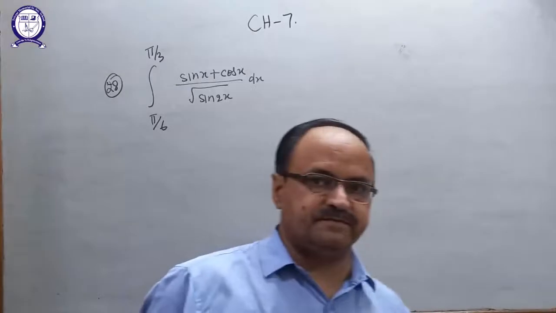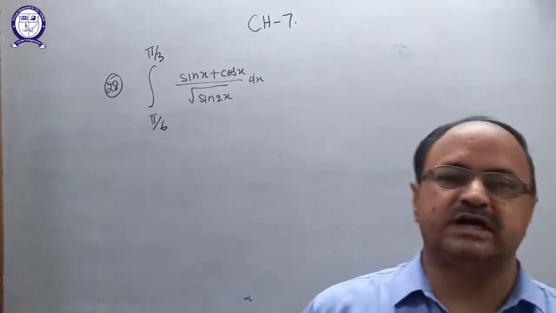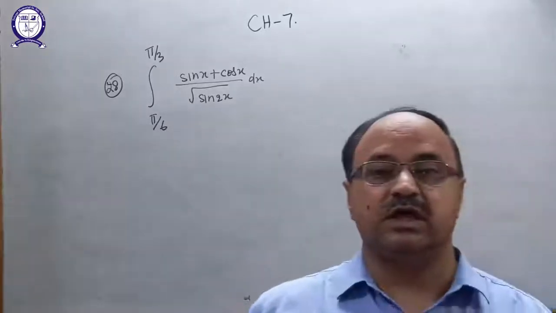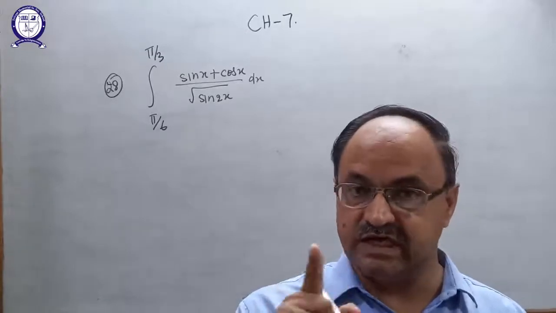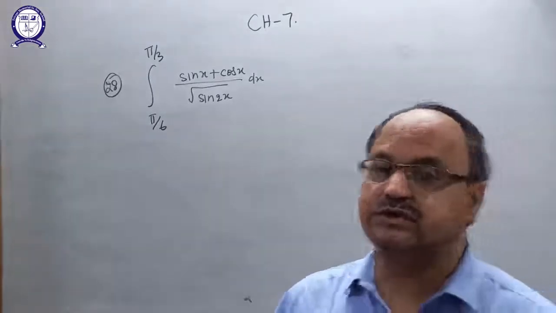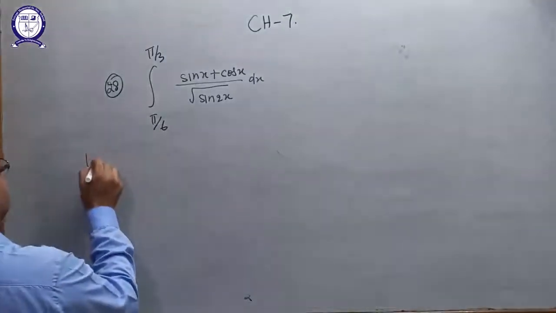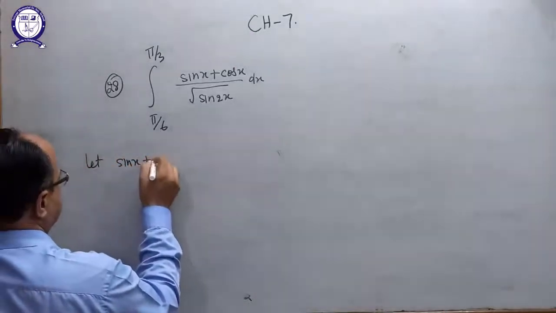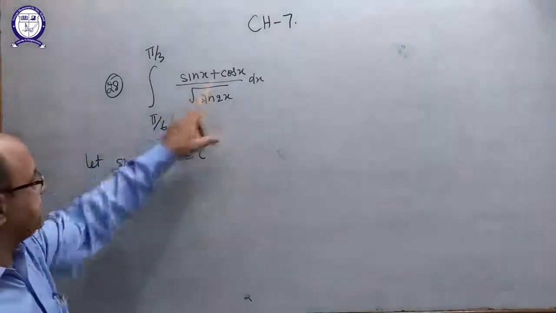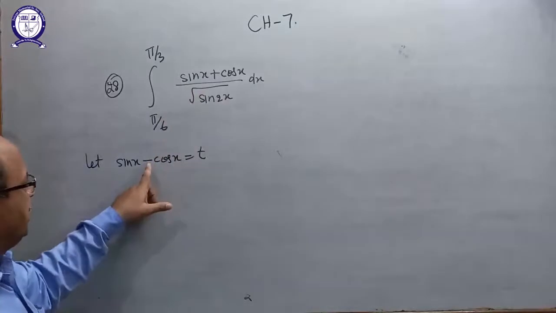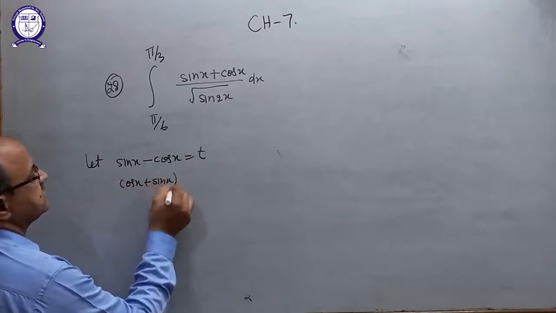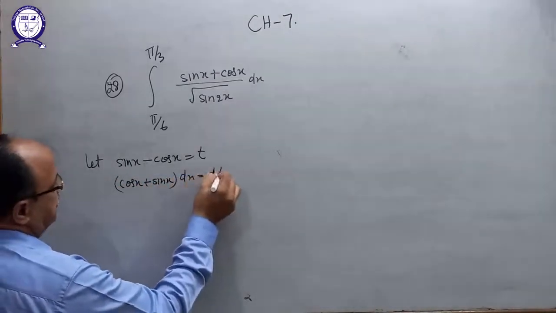This is a very important property. In this type of question, sin x plus cos x or sin x minus cos x is present. If sin x plus cos x is present in the question, then let sin x minus cos x. If sin x minus cos x is in the question, then let sin x plus cos x, the opposite of that. Therefore, let sin x plus or minus cos x equal to t. If there is a plus sign here, you let a minus sign here; if minus sign here, you let a plus sign here. The derivative gives (cos x plus sin x) dx is equal to dt.